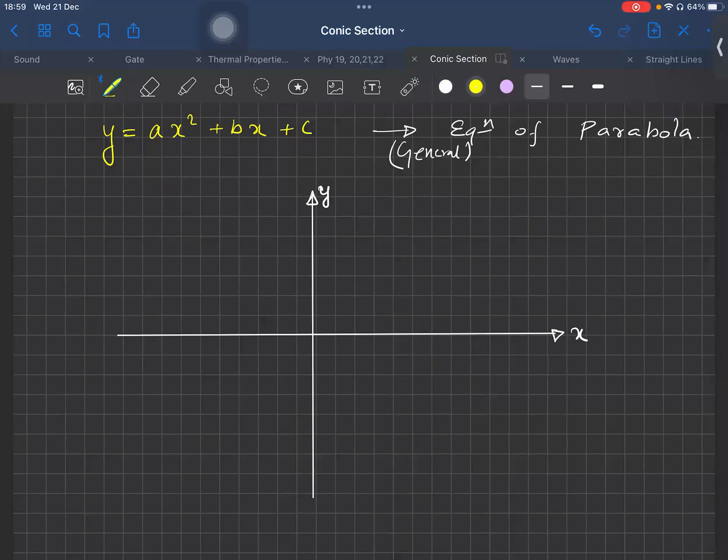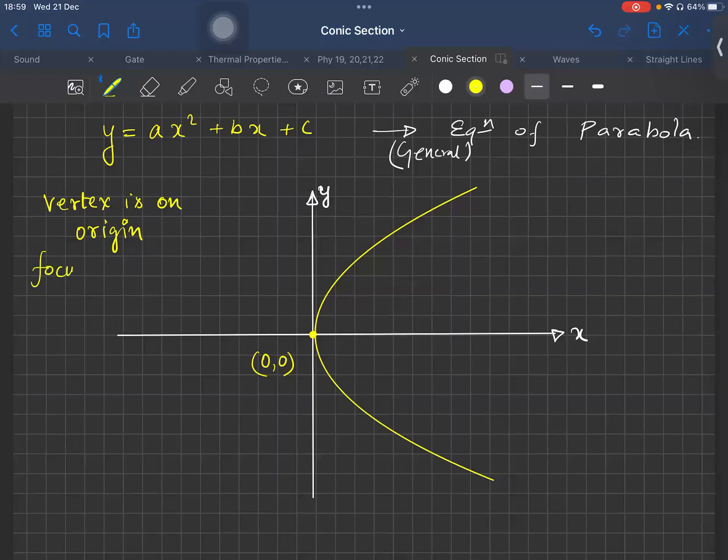So the first possibility is which one? Shall we draw? A parabola, something like this, right? So this is this parabola. The vertex of the parabola is on the origin, and its focus is on the positive x-axis. So what is the equation of this parabola? Let's write. So this is y square is equal to 4ax.